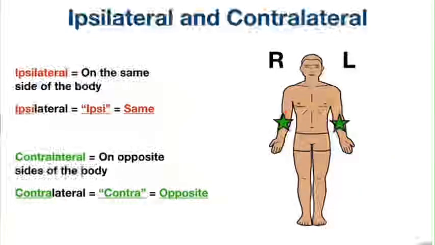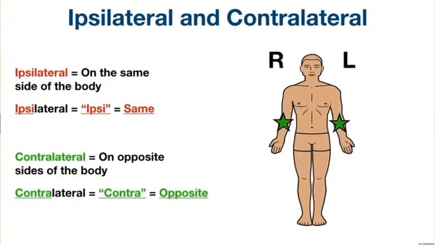However, if the tumor is in the left brain and the weakness is on the left side, which is the same side where the tumor is, then you say it is ipsilateral. So ipsilateral means on the same side of the body. Contralateral means on opposite sides of the body.